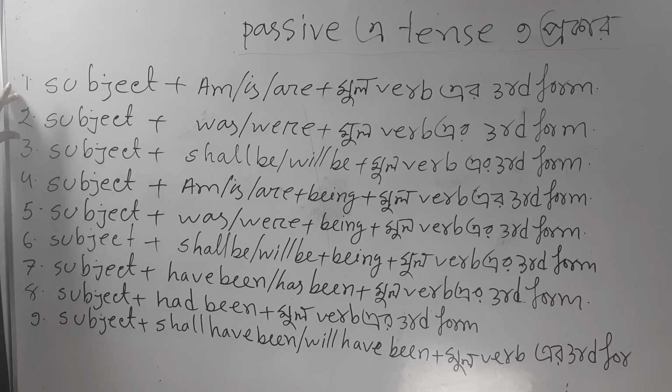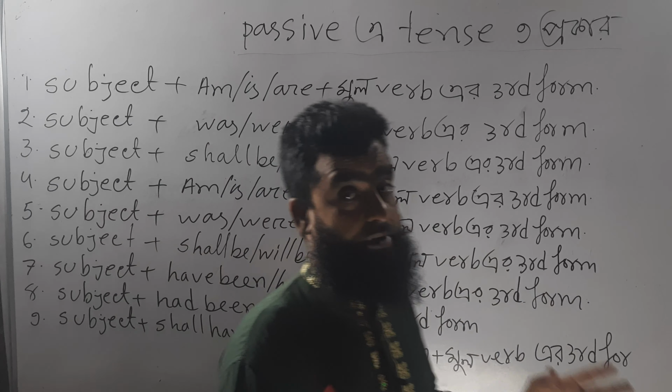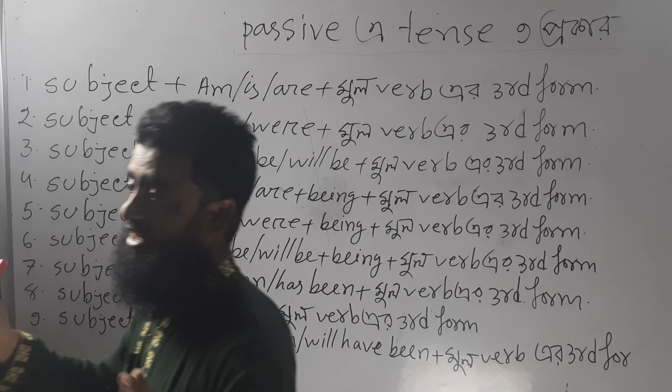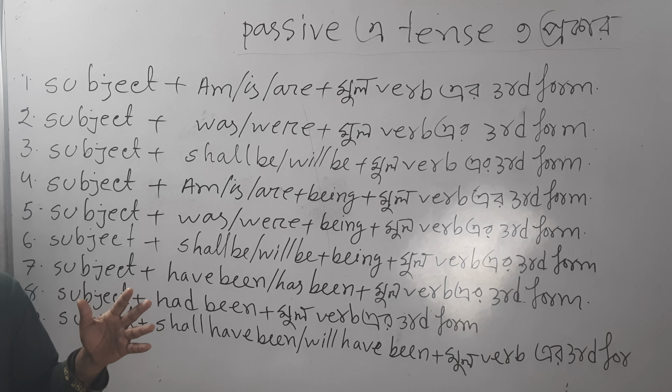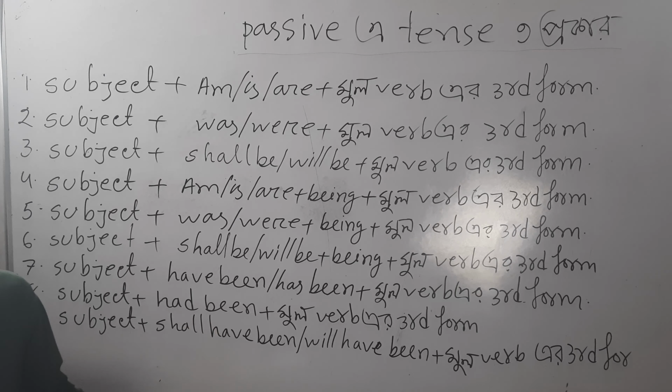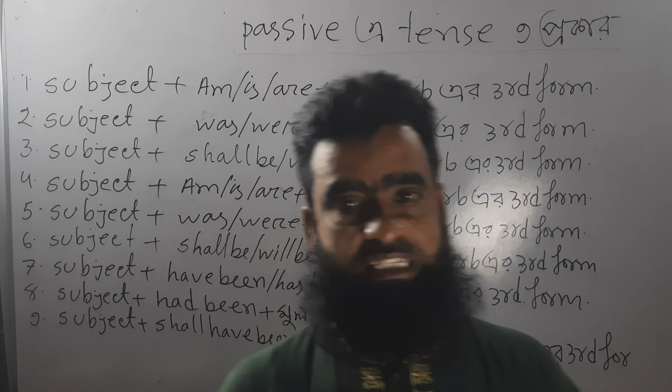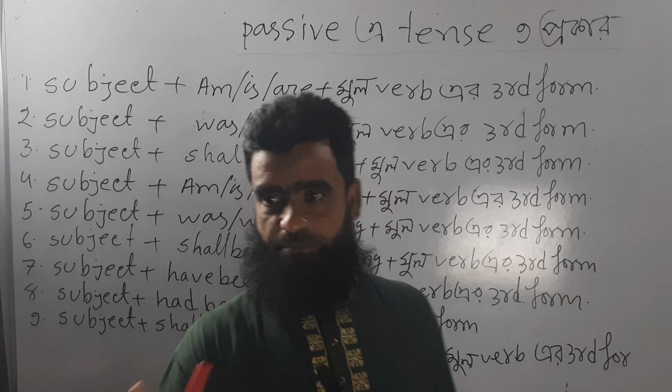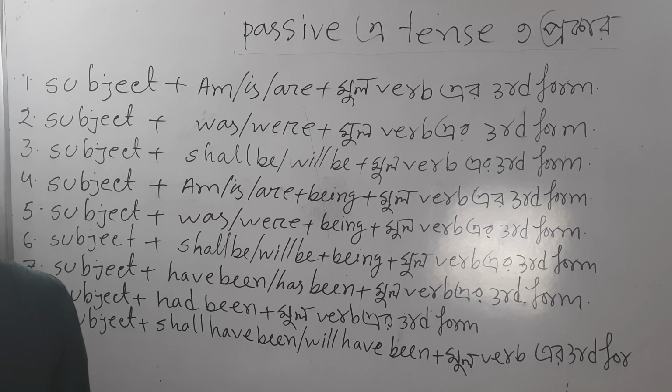1, 2, 3 is indefinite tense. 4, 5, 6 is continuous tense. 7, 8, and 9 is perfect tense. So we have to remember that there is no use of perfect continuous tense in the passive form.